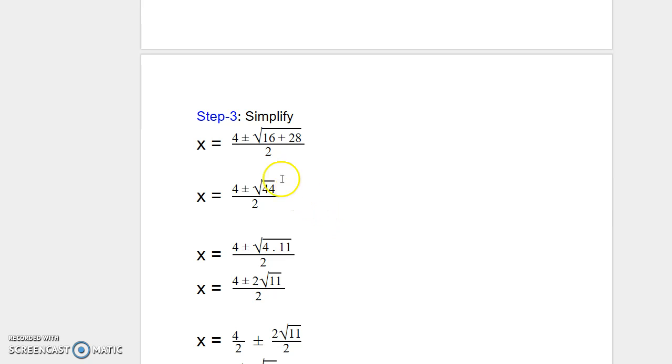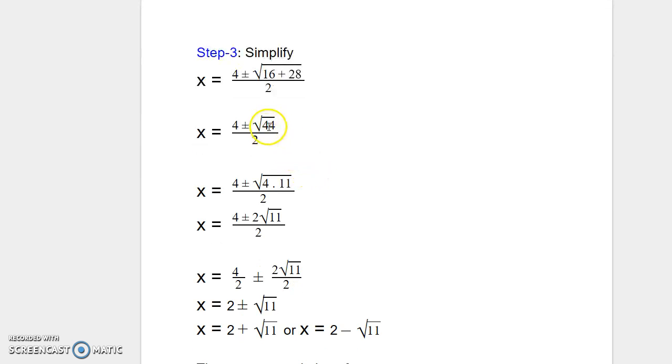So now we'll simplify it some more. 4 plus or minus the square root of 16 plus 28, which is 44. 4 plus or minus the square root of 44, the whole thing divided by 2. Now, 44 is not a perfect square. So the way we can write it is as follows. 4 plus or minus the square root of 4 times 11, divided by 2.